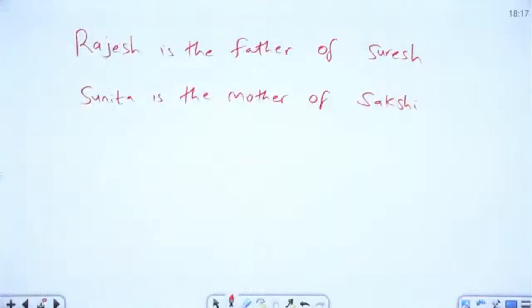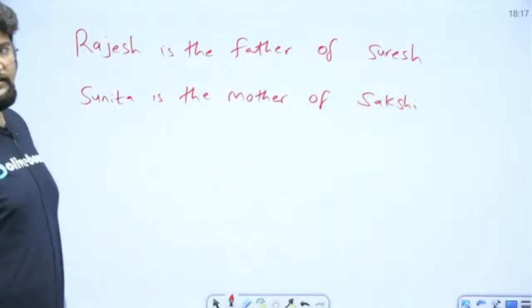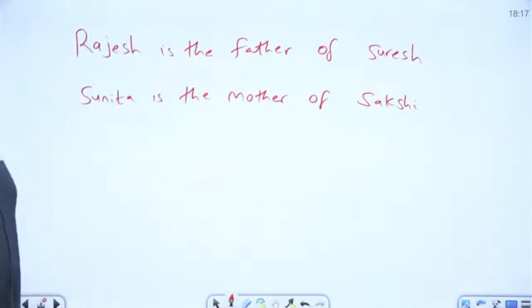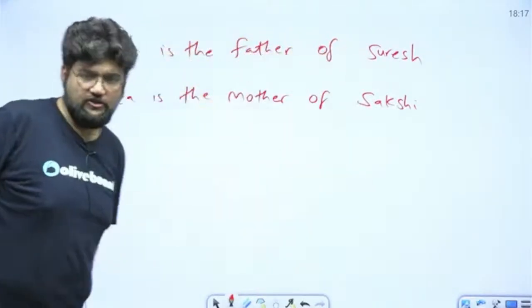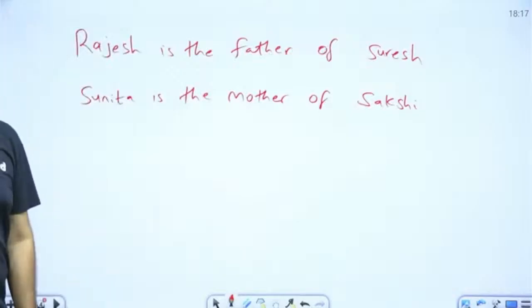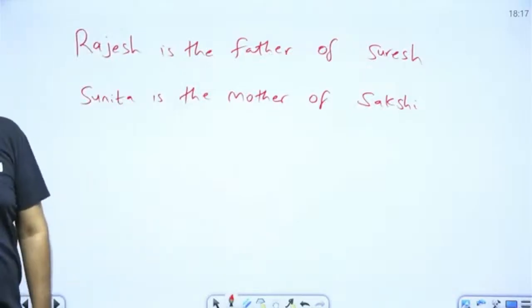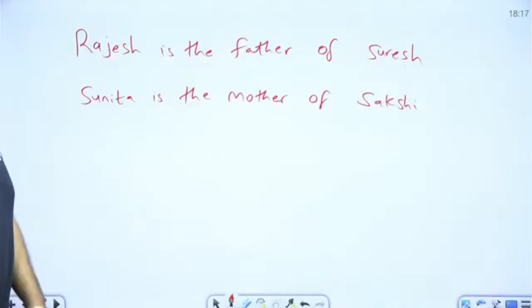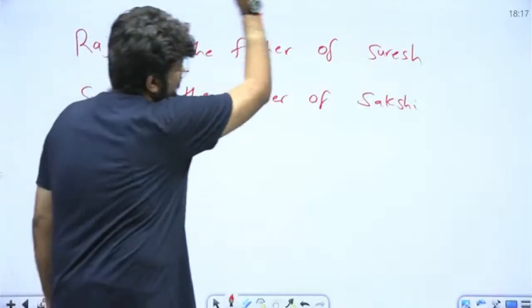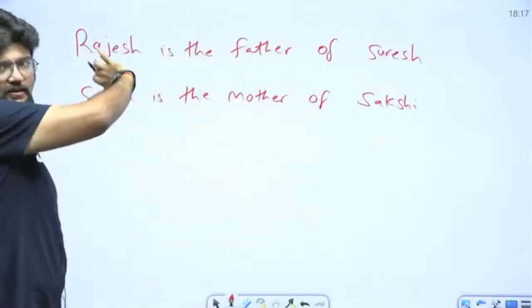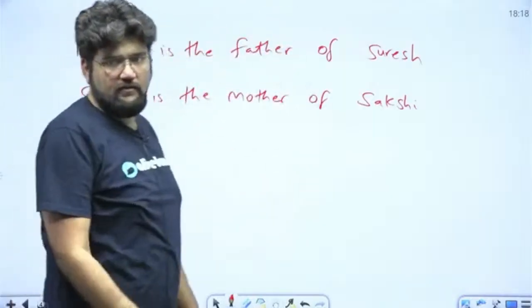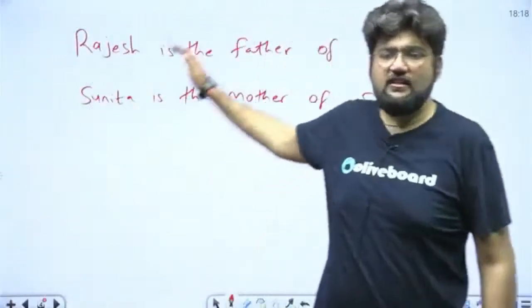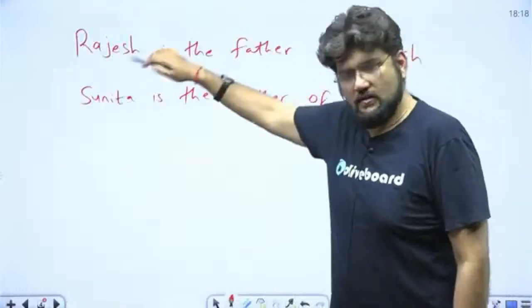Now I have given you 2 examples. Now you read these examples, everybody. Number 1, Rajesh is the father of Suresh. Number 2, Sunita is the mother of Sakshi. Okay, cool. Now Rajesh is the father of Suresh. It implies Rajesh is the father, he is a male, and Suresh is his son. Correct? Rajesh is the father and Suresh is the son.